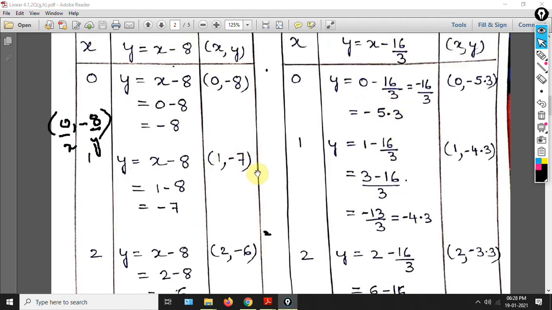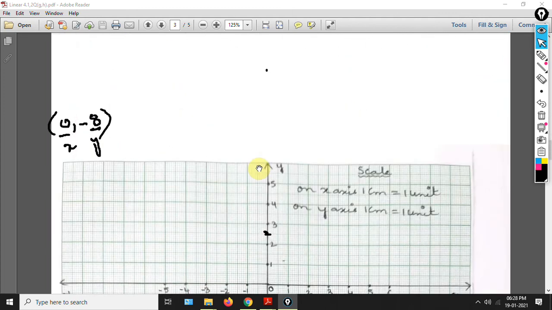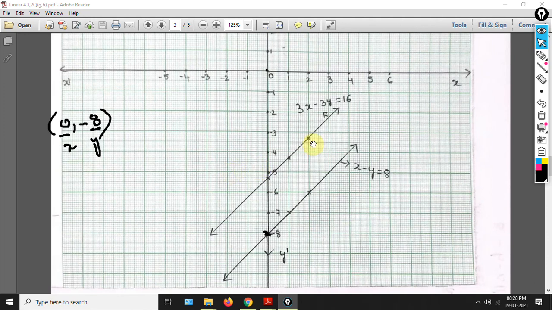Next is 1 comma minus 7. Okay, so I will write here 1 comma minus 7. So x is how much? 1. So on the x-axis, where is 1? Here. From this position only we have to see where we are getting minus 7 on the y-axis. On the y-axis, where will we get minus 7? Down. Here is minus 7, so here we will put another point.